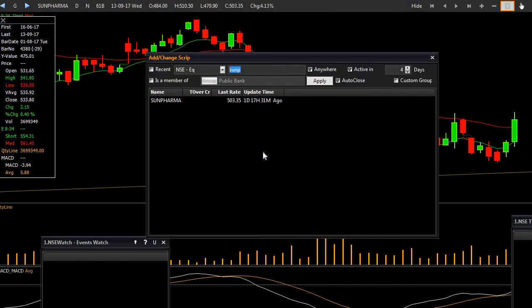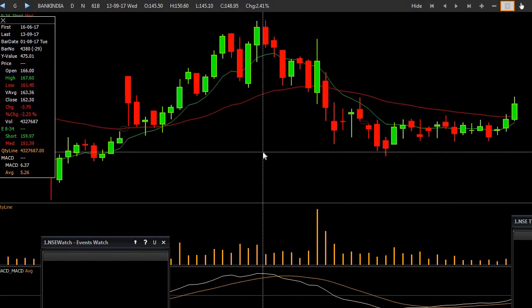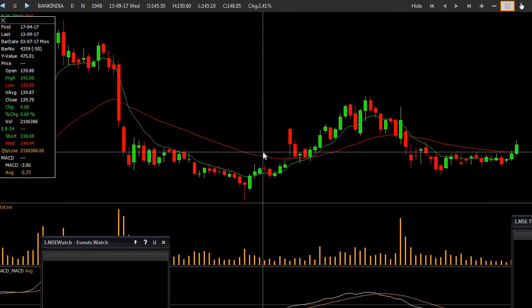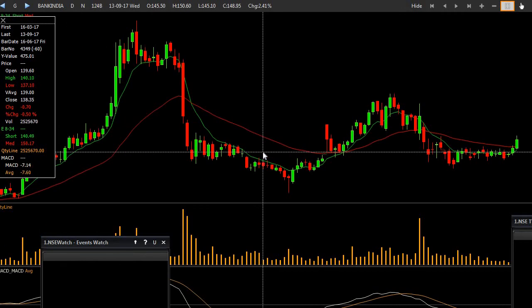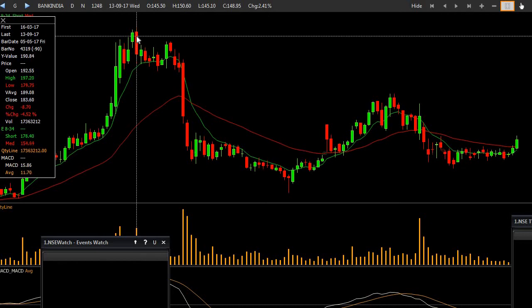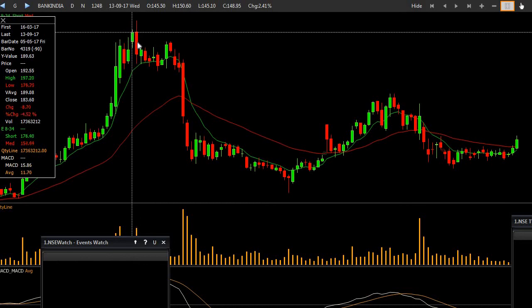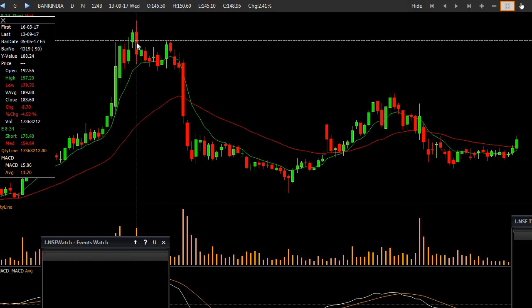Let's see another example. Bank of India. The same bearish engulfing pattern was formed on this day. The second day's open was higher than the first day's close, and the second day's close was lower than the first day's open. So the bearish engulfing pattern was formed.